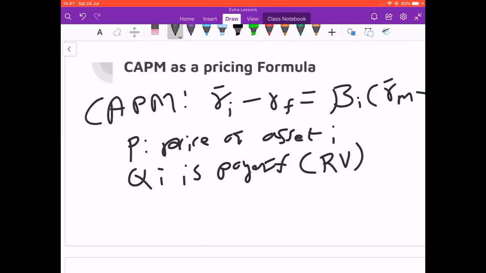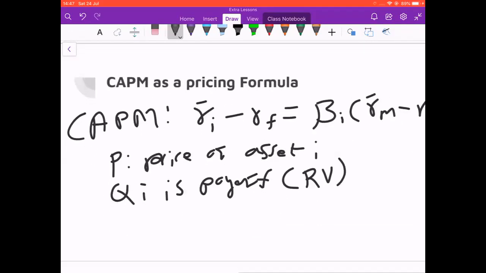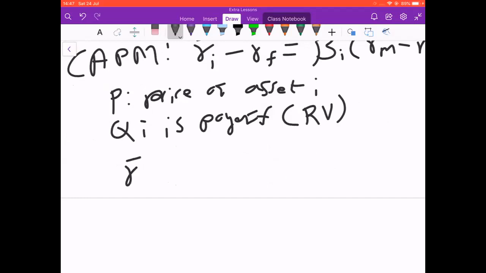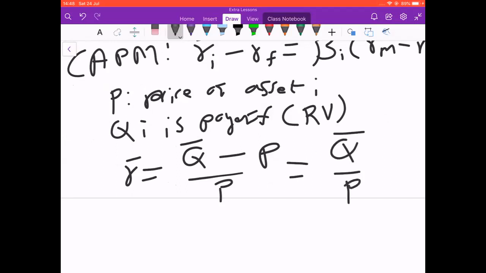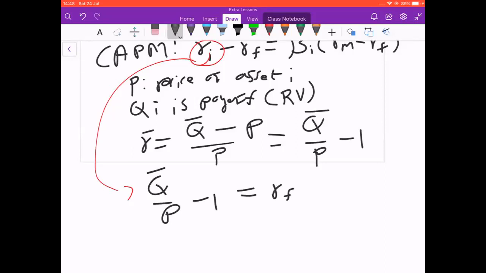So the payoff Q. If this is the case, you can simplify this equation. We know that the expected return is the expected payout minus the price, over the price. You can basically write this as the expected payout over P minus 1. From CAPM, instead of writing the return, you can write this: payout over P minus 1 equals the risk-free rate plus beta I times Rm minus Rf.